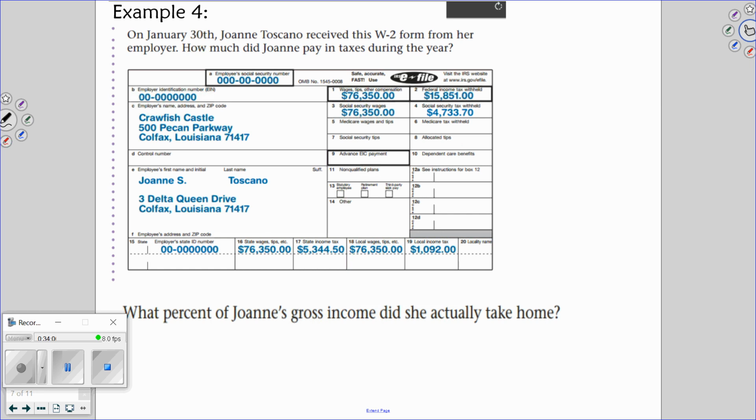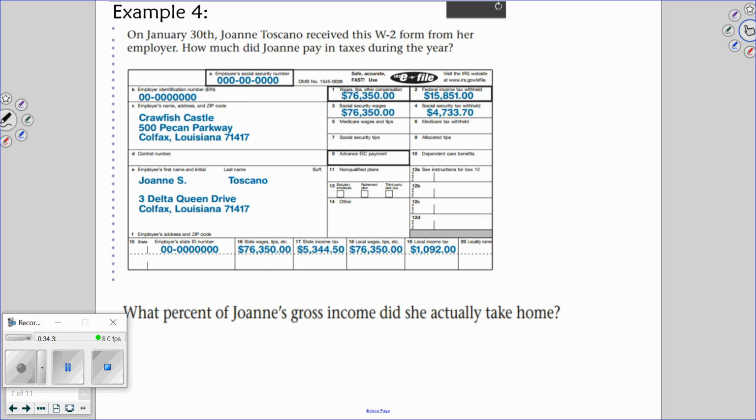All right, example 4. On January 30th, Joanne Toscano received this W-2 form from her employer. How much did Joanne pay in taxes during the year? Now this is what a typical W-2 looks like. When you get these, notice how every box has either a letter or a number in it, because when you're filling out tax forms, it refers to box number such and such. So it makes it really easy to know which box we're talking about.